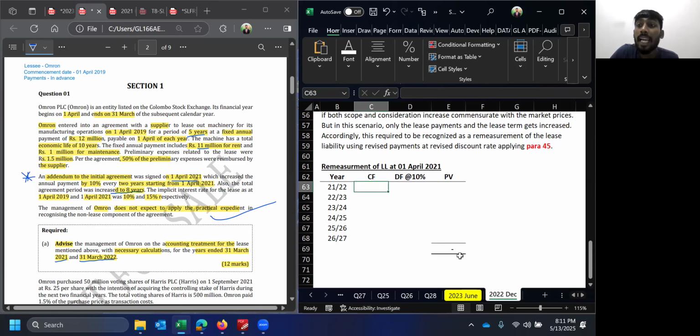Then I need to take the cash flows. How to get the cash flows? An addendum to the initial agreement was signed on 1st April 2021, which increased the annual payment by 10% every year starting from 1st April 2021. So earlier, the payment was 11 million. It needs to be increased by 10%, which means I am multiplying this by 110. So I got 12.1 million.